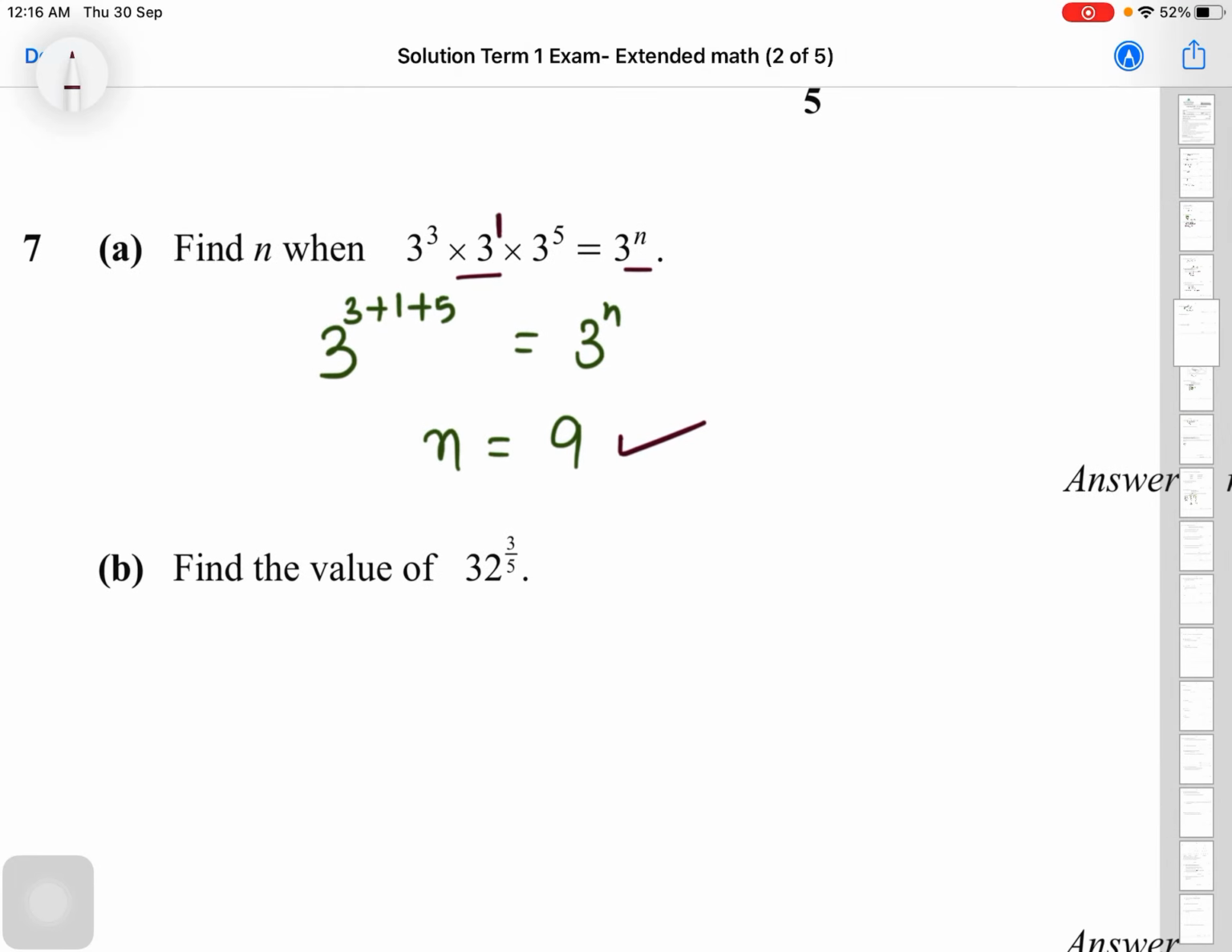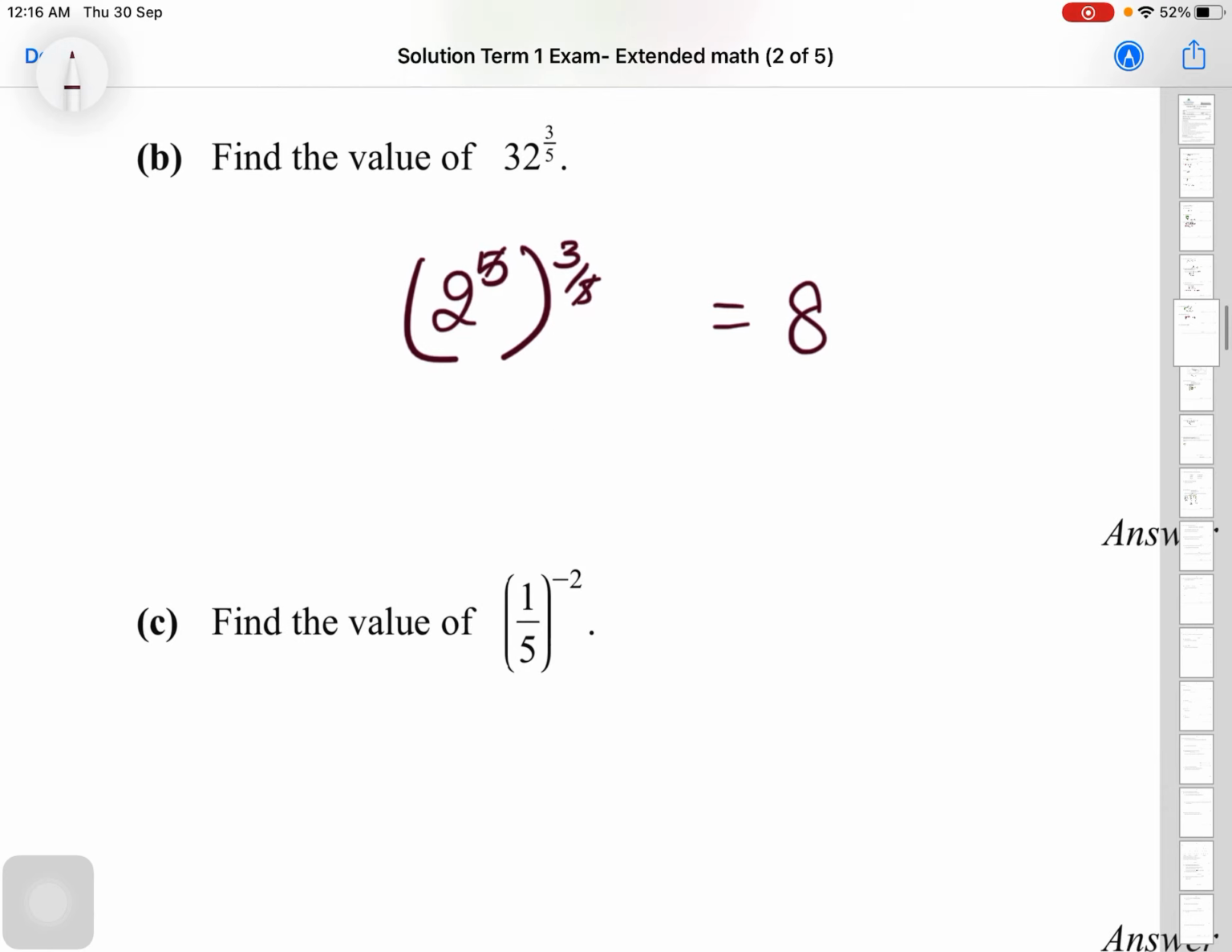Find the value of 32 to the power of 3 by 5, which means 2 to the power 5. This is the fifth power of 2. This is 32 actually, to the power of 3 by 5. You can see 5 and 5 will cancel. 2 to the power 3 will be 8. That's the answer. Find the value of 1 by 5 to the power minus 2. This can be written as 5 to the power of positive 2. That's 25. You know the laws of exponents.